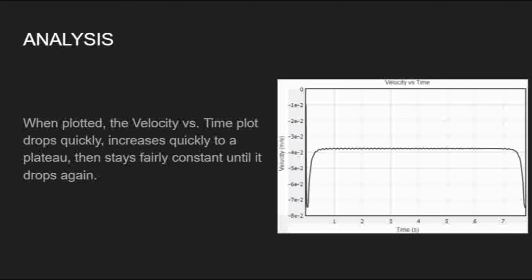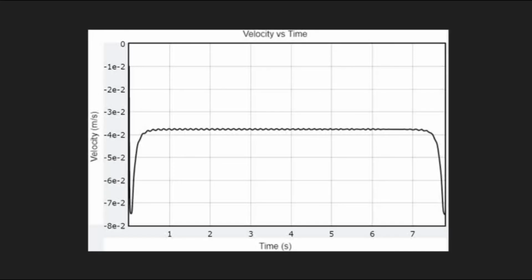When plotted, the velocity versus time plot drops quickly, increases quickly to a plateau, and then stays fairly constant until it drops again. As we stated, the moving magnet induces a current in the tube. The current will create a field that wants to cancel out the magnet's increasing magnetic field in the metal through Lenz's law. As the south pole of the magnet goes through each of the so-called rings, the opposite poles of the induced field and south pole attract, which makes the magnet experience an upwards pull or resistance.